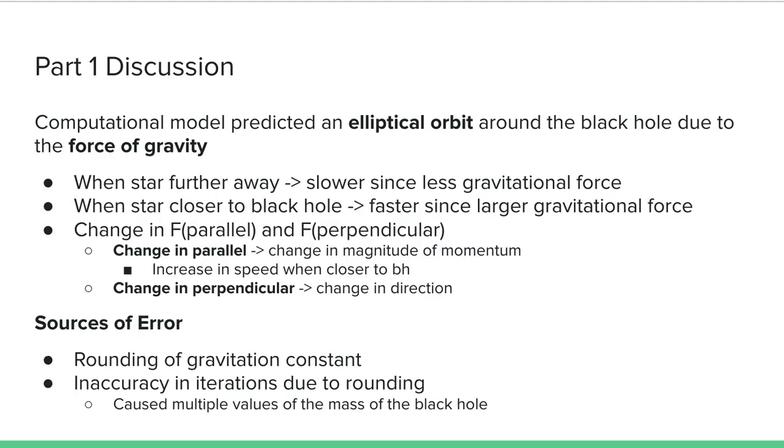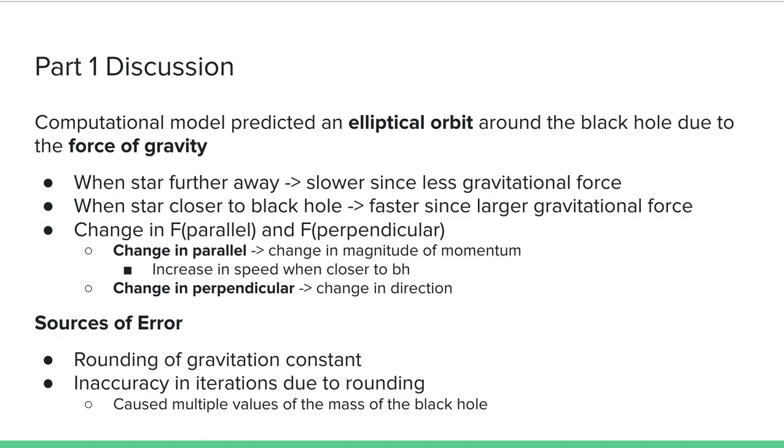So the computational model for part 1 predicted an elliptical orbit around the black hole due to the force of gravity. So when the star was further away, it was slower since there was less gravitational force, and when it was closer to the black hole, it was faster since there was a larger gravitational force. So the changes in the parallel component of the net force changed the magnitude of momentum, so basically it increased in speed when close to the black hole, and then the changes in perpendicular changed the direction.